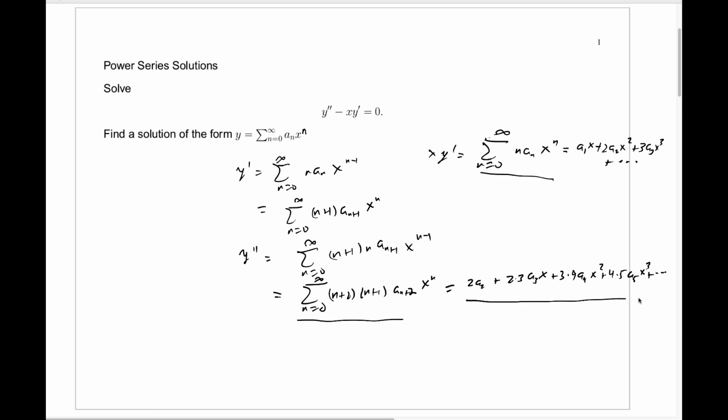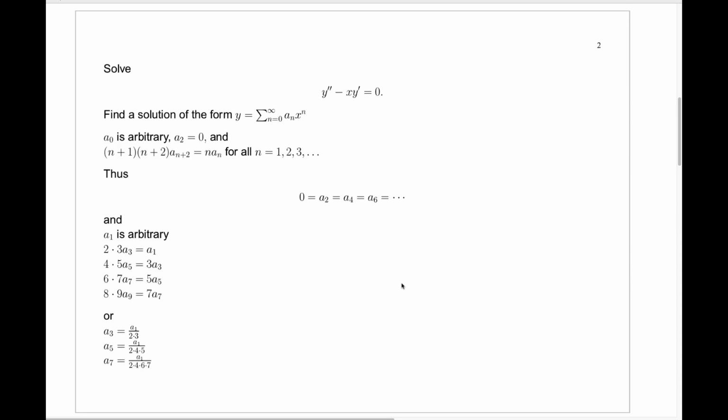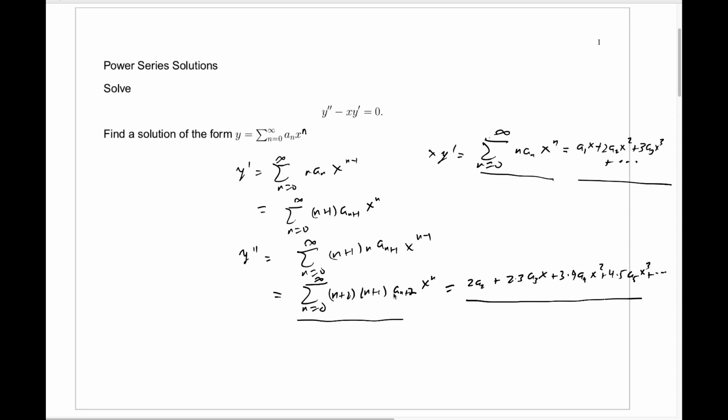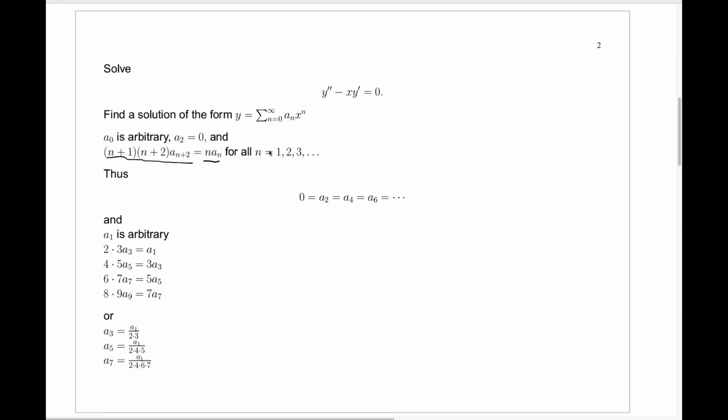And we need this series to be equal to this series. There are a few things we can say right away. By matching coefficients, we need n plus 1 times n plus 2 times a sub n plus 2, which was the coefficient on x to the n in what we just derived above, to equal n a sub n. Here's n plus 2, n plus 1, a sub n plus 2 has to be equal to n a sub n. That has to be true for every number n equals 1, 2, 3, etc.